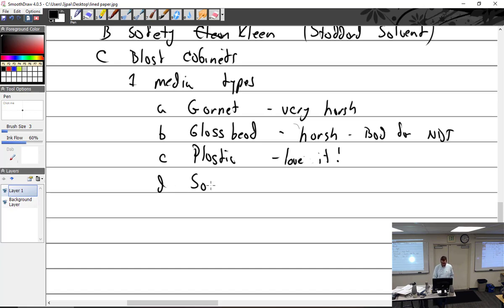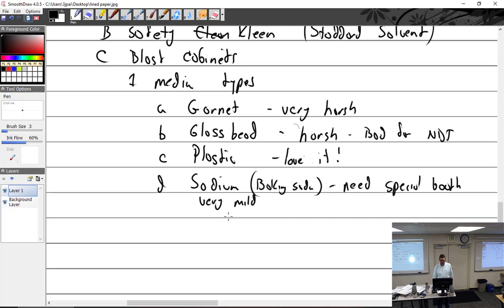Sodium bicarbonate, like baking soda. I think that's what I meant to say. I need a special booth. I hate it. It's very mild, extremely mild. Yeah, it's everywhere. And nutshells, usually walnut. Same as plastic. Same thing.